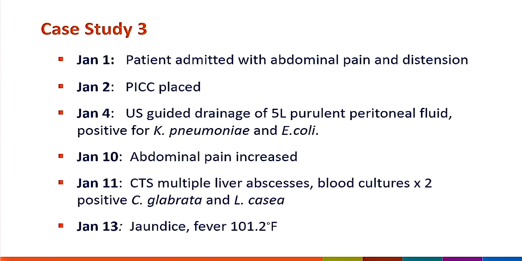On the 4th, ultrasound-guided drainage of 5 liters of purulent peritoneal fluid is performed, and that peritoneal fluid is positive for Klebsiella pneumoniae and E. coli. On January 10th, abdominal pain is increased. The next day, they do a CT scan and identify multiple liver abscesses. They collect some blood cultures, which are positive times 2 for Candida glabrata and Enterobacteriaceae. And on the 13th, the patient is jaundiced and has a fever of 101.2.